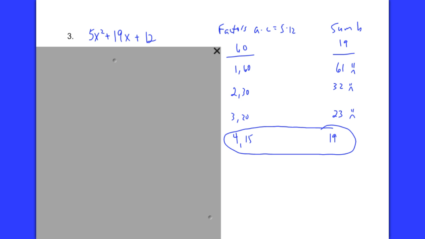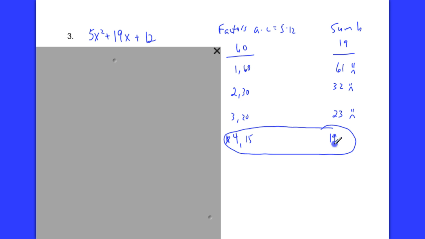Okay, if you're back, something just flashed up on your screen. Hopefully you can see this now. First thing you should have done was to find all the factors of a times c. A times c, 5 times 12 is 60. So I began listing factors. Hopefully you found it faster than I did. I just went ahead and listed all the positive ones. And the one that worked out was 4 times 15.